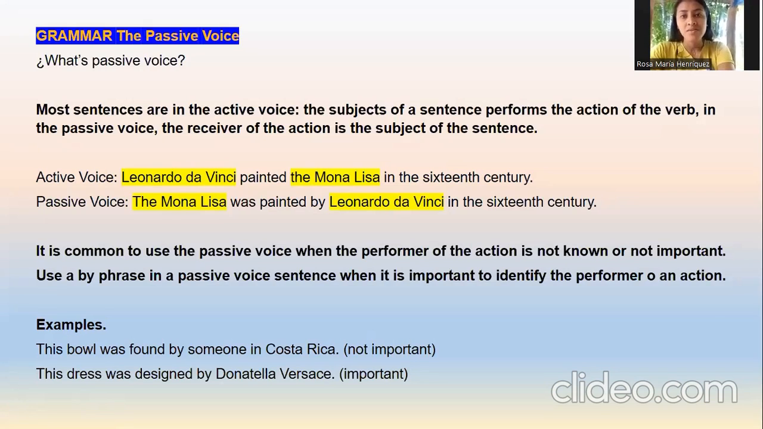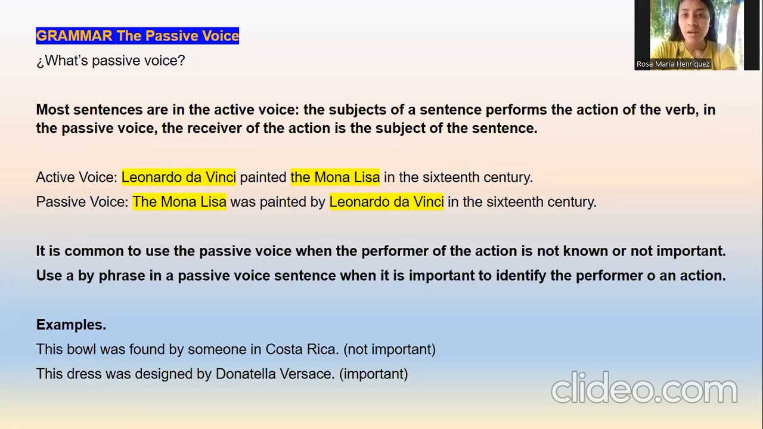But what is passive voice? Well, the passive voice is used to show interest in the person or object that experiences an action rather than the person or object that performs the action. In other words, the most important thing or person becomes the subject of the sentence.